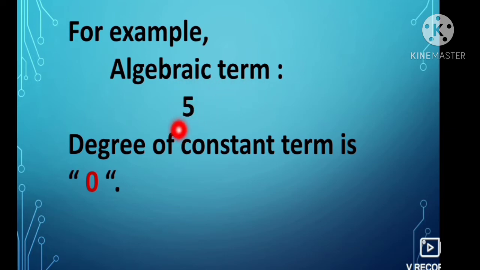The algebraic term given here is pi, which is a constant term. Now, what is the degree of the constant term? Yes, it is 0. That is, we can write pi into x power 0. X power 0 is 1. So, pi into x power 0. The power of the variable x is 0. Thus, the degree of the constant term is 0.